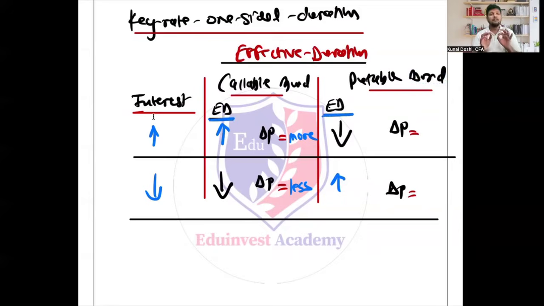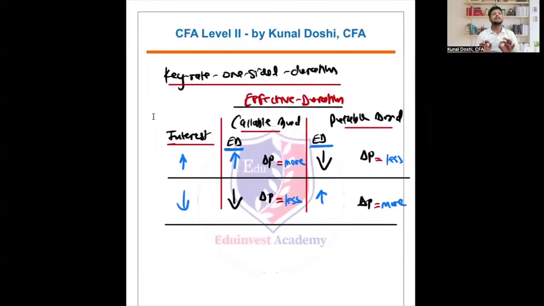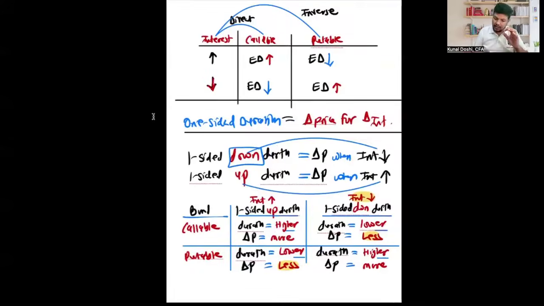Now, for a puttable bond, normally when the yields increase, the price of the bond will fall at a high rate. But for a puttable bond, that change in price will be less when the interest rate goes up. That's good news. Otherwise, it will be more. This is all you need to understand about key rate or one-sided duration from your exam point of view. Clear?